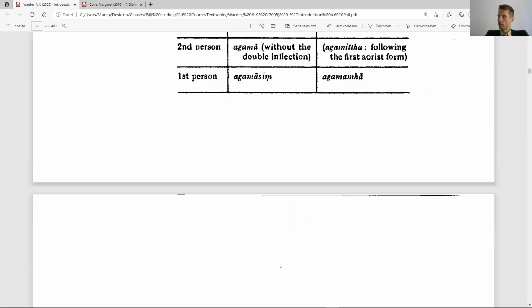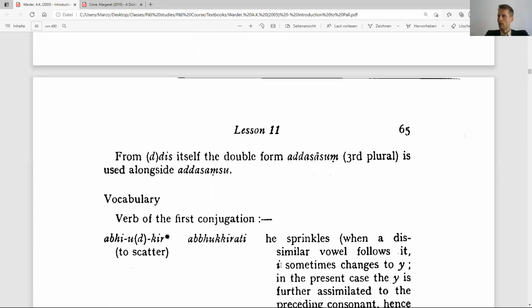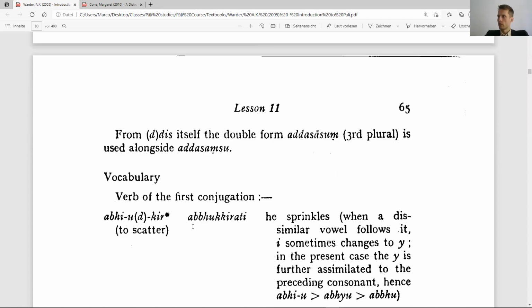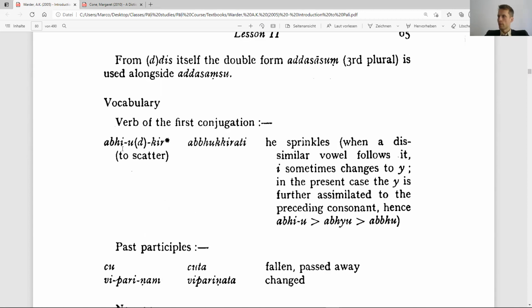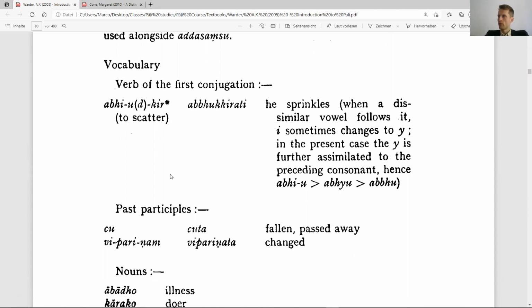Lastly, a few more vocabularies. By the way, from this itself, the double form adasasung is used alongside adasangsu. So some verbs, api utkir, apukirati, he, she sprinkles. I mean, one verb, in the sense of a few words, out of which one verb.